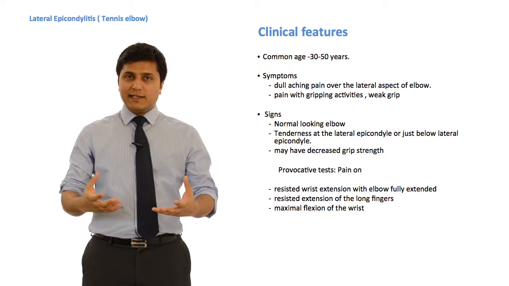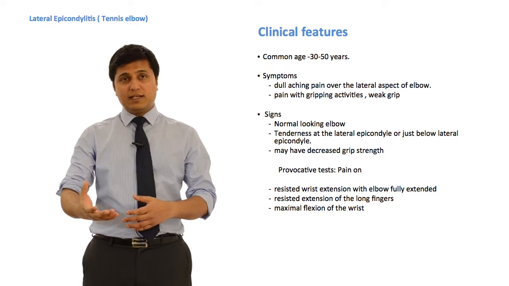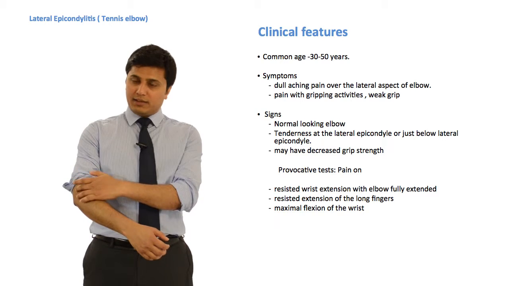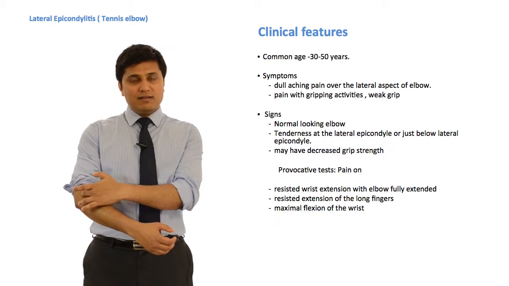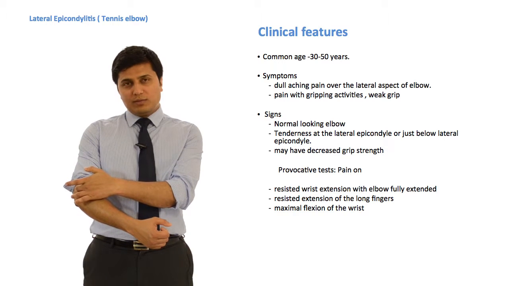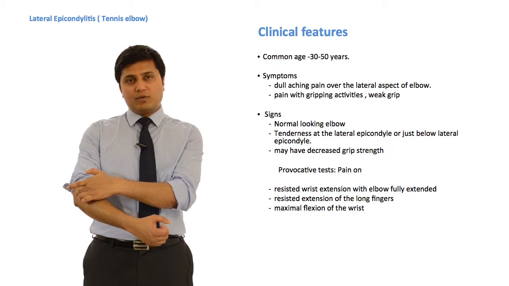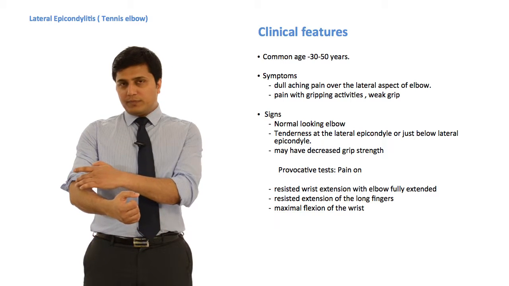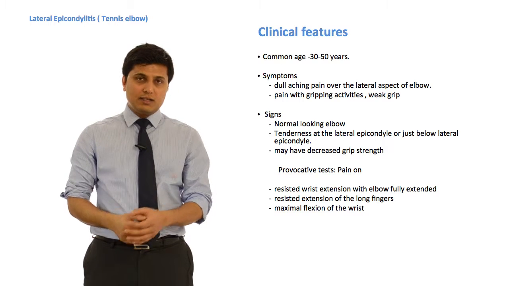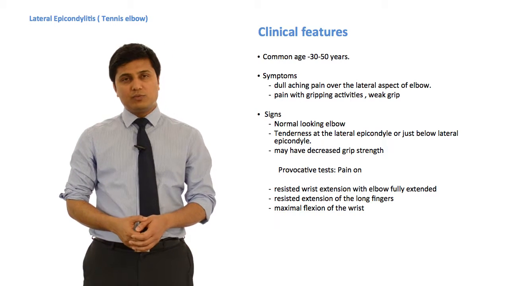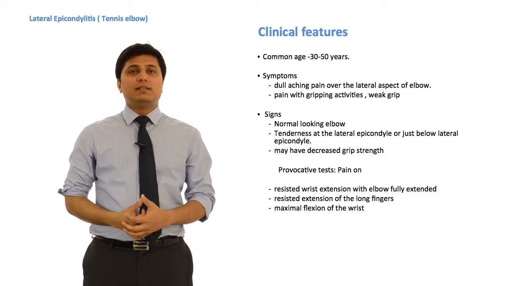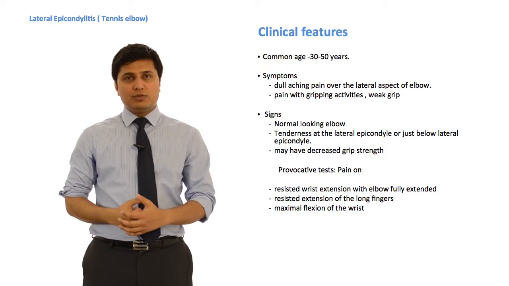And if you clinically examine the patient, the elbow may appear completely normal, but when you start palpating, you may encounter tenderness at the origin of the ECRB tendon, which is a few millimeters distal to the tip of the lateral epicondyle. And if you compare the grip between the affected and the unaffected side, there may be reduced grip strength as well. There are certain movements which can provoke this pain at the origin of ECRB.